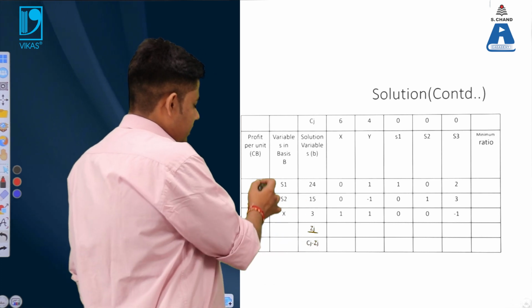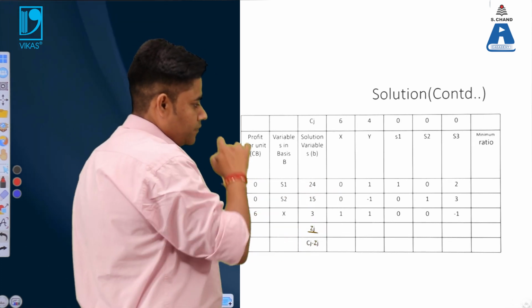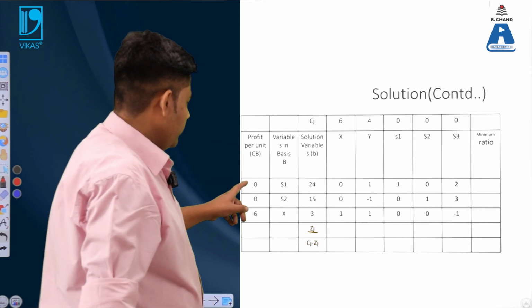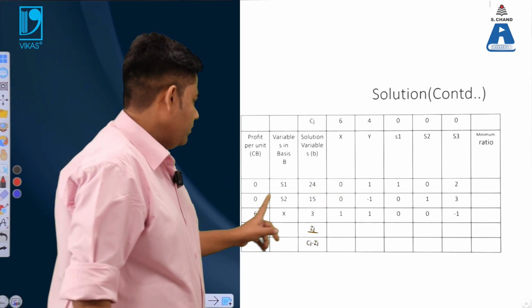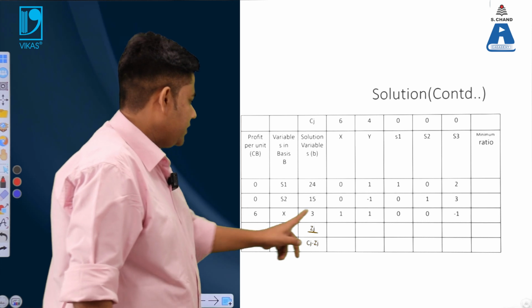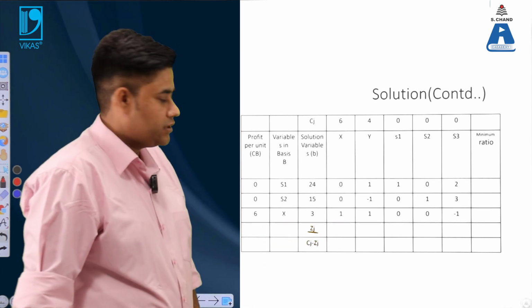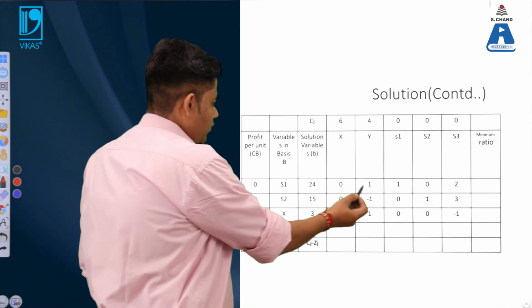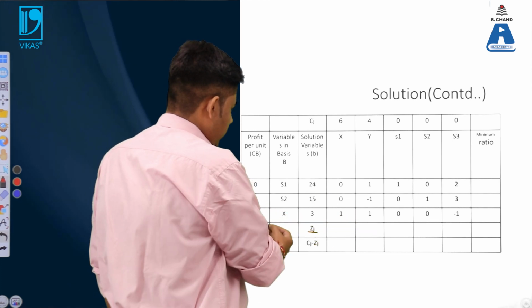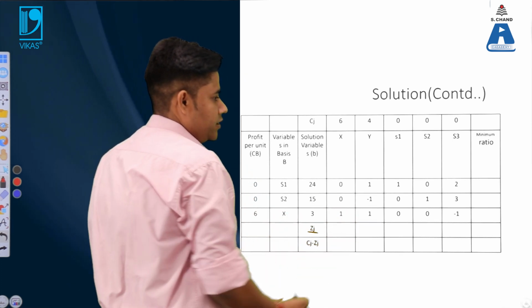So what is Zj? Zj is the sum product of all these values. So I'll be doing 0 multiplied by 0 plus 0 into 0 plus 6 into 1. That would give me a value 6. Similarly, 0 into 1 plus 0 into minus 1 plus 6 into 1, that would give me a value 6.